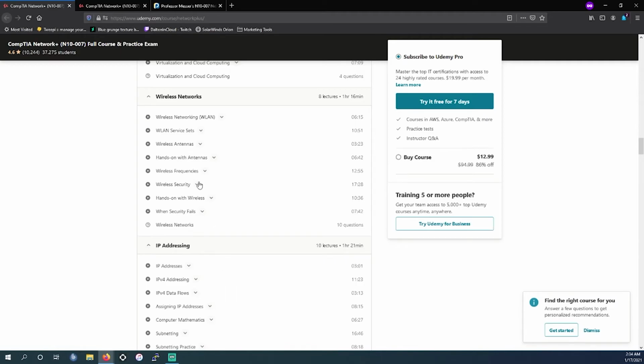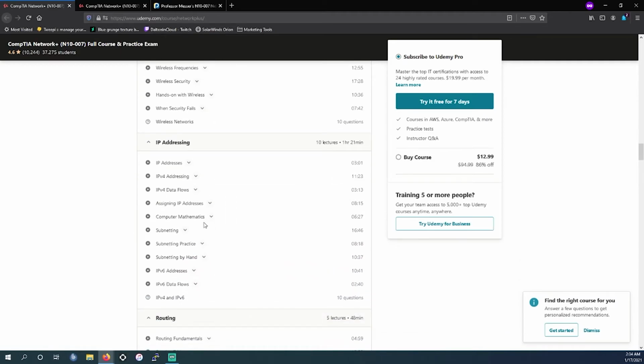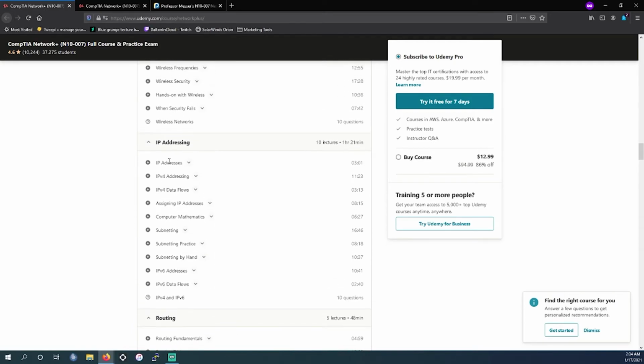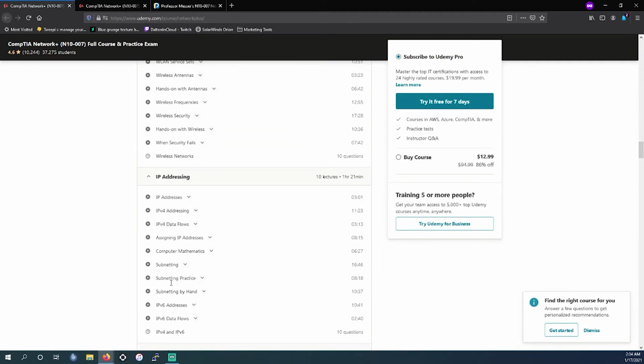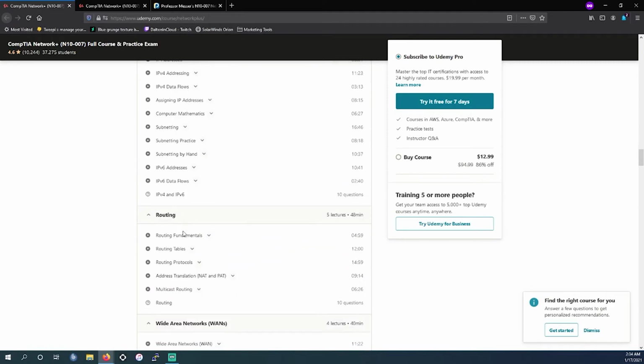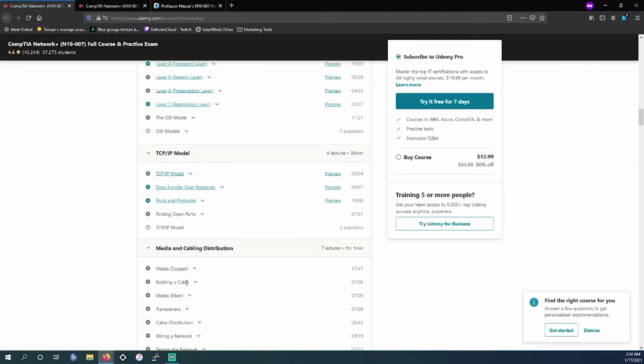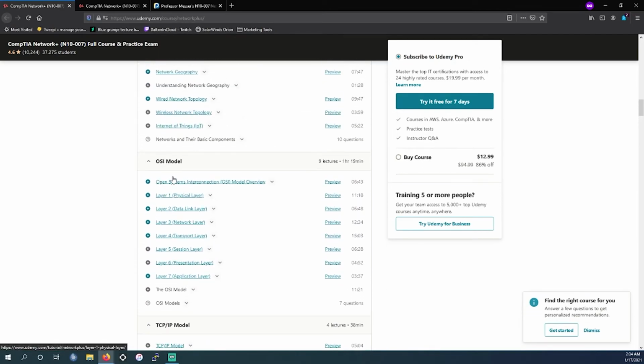Wireless networking, you would probably get away with going through once. Routing, maybe once. Subnetting, you want to go through twice. Definitely, at least twice or 3 times. So IP addressing with subnetting, you're going to want to go through at least twice. In the TCP and OSI models, you're going to want to go through at least twice.